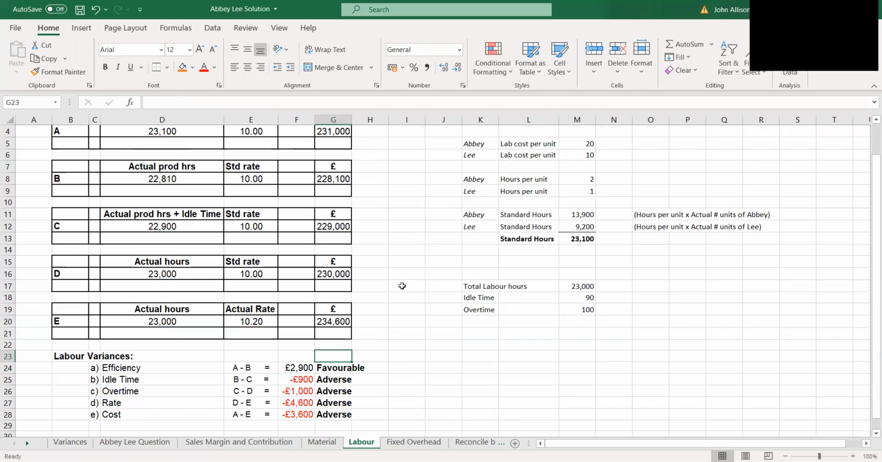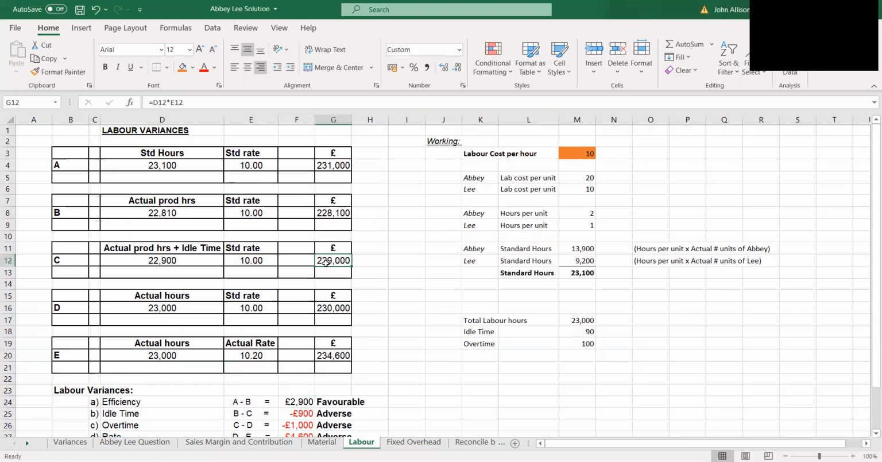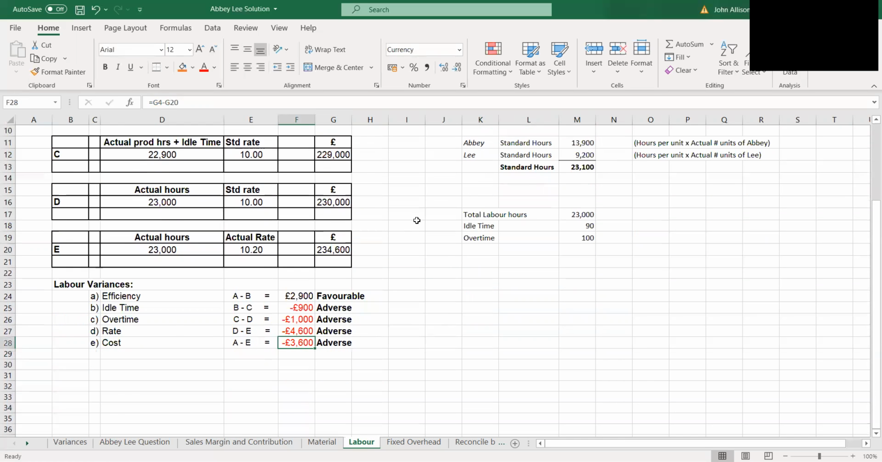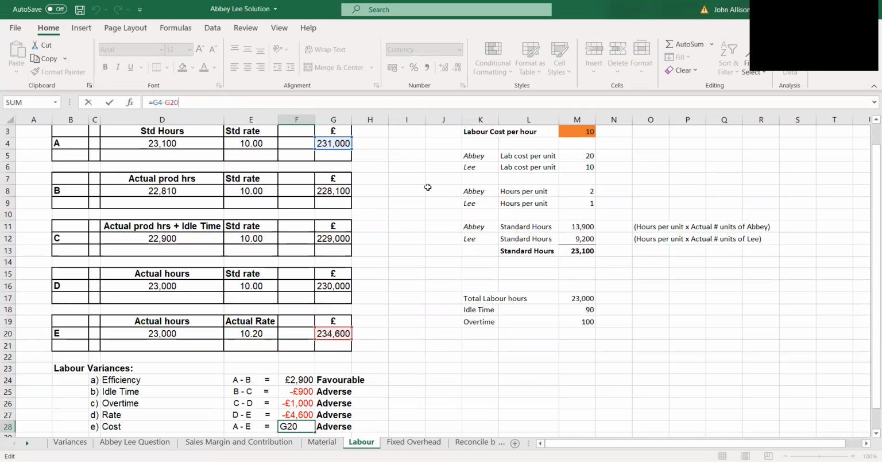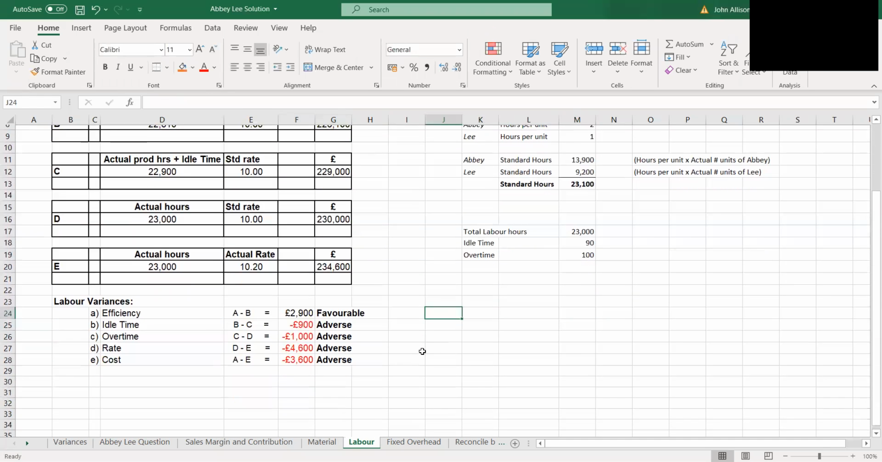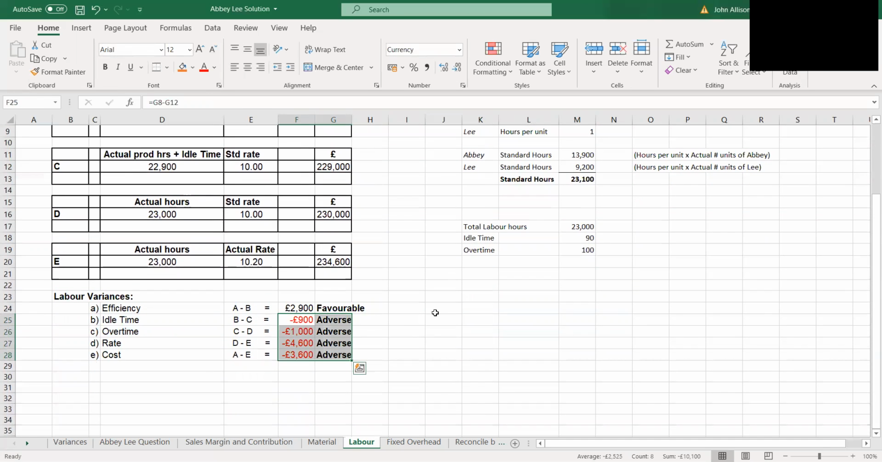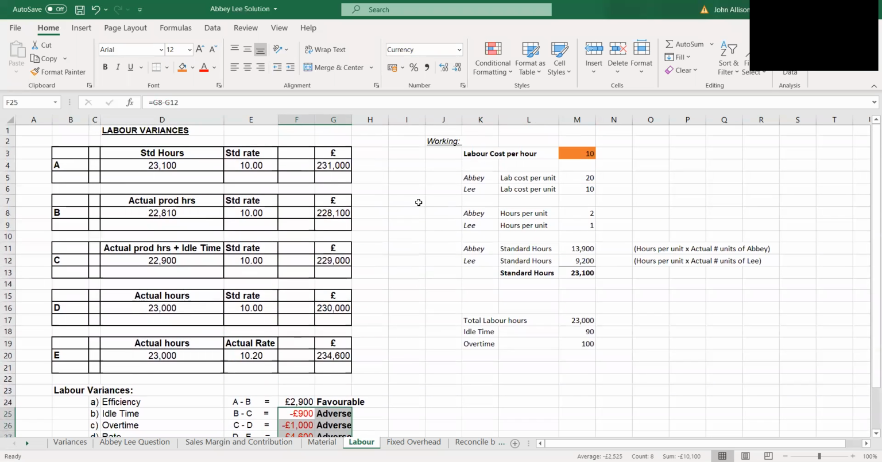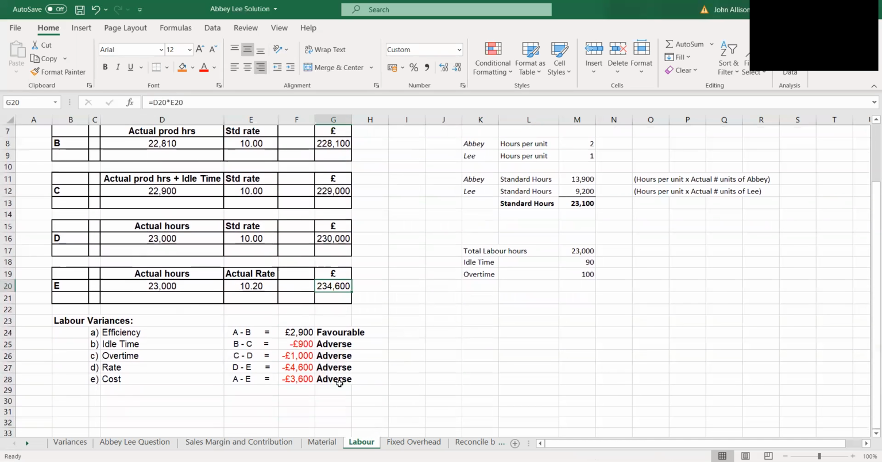The rest of them are adverse, unfortunately. B take away C, C take away D, D take away E. Then to get the total cost variance, it's going to be A take away E. And we get these negatives, which are adverse. So we see we anticipated spending 231,000. We actually spent 234,600 in labour. So overall then, we spent 3,600 more than we anticipated. And that's the total labour cost variance there.